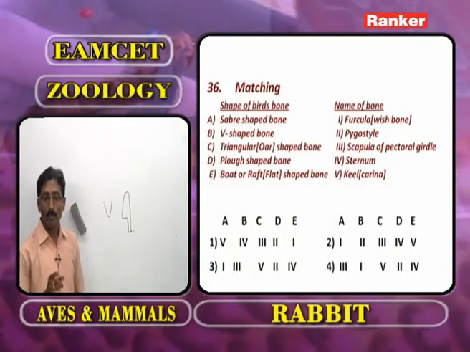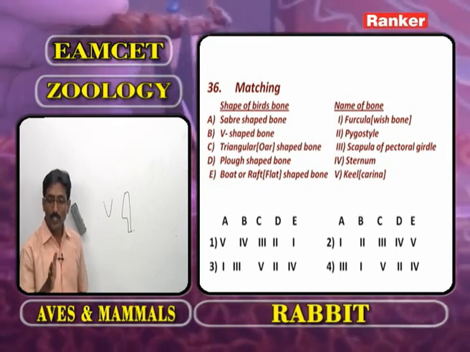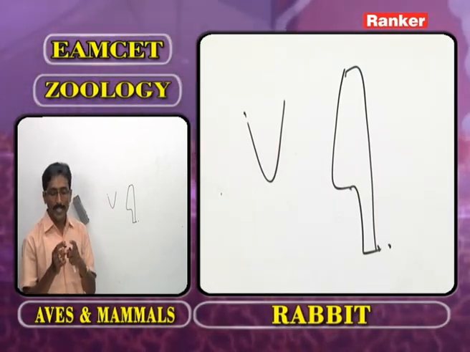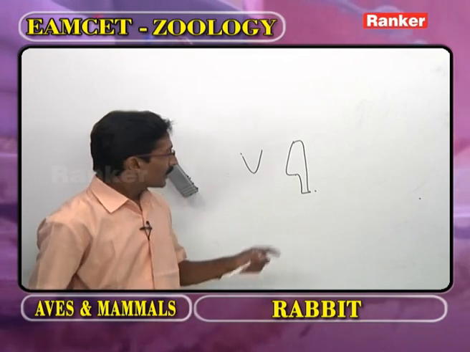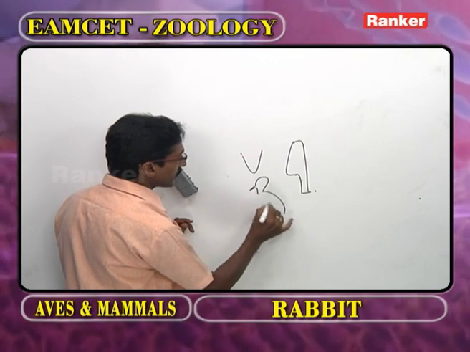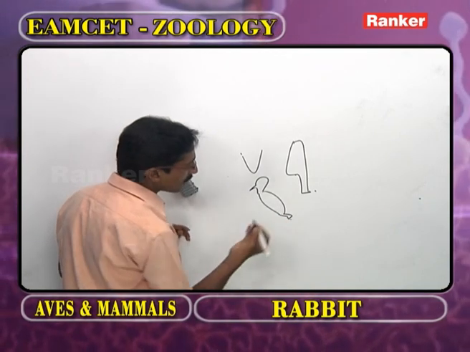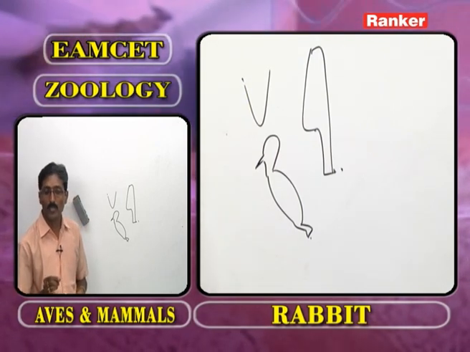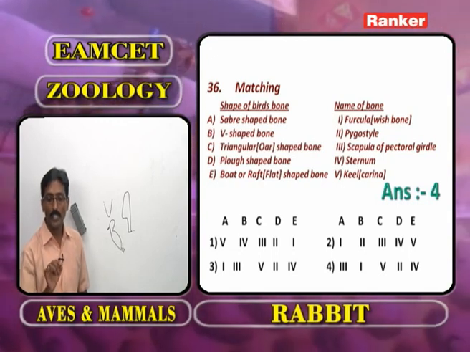Now list 2. Furcula. As we observe the furcula, the clavicles are united to form a V-shaped bone. That is called furcula. What about the pygostyle? Now in the body of a bird, in the last part of the body, a plough-shaped bone is present. It is called pygostyle. Now what is the shape of pygostyle? That is a plough-shaped bone. Now based on this information, what is the correct option? That is the fourth one. In the next class, we have to discuss the remaining topics.